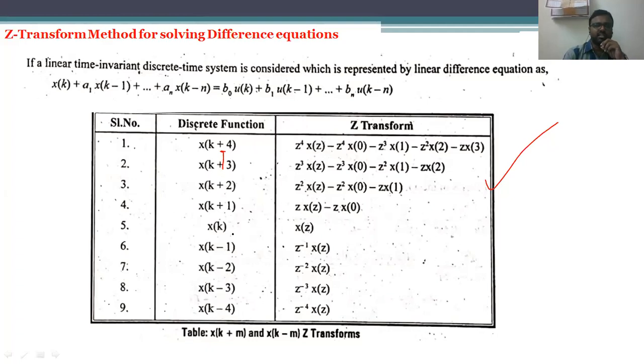There are no initial conditions for the function k minus n. Okay. So the shifting operation is going to happen only for k plus n terms. K minus n terms are not going to be taken into account. So try to utilize this particular table and try to solve the difference equations using the z transform. This is the difference equation we are going to use for solving.